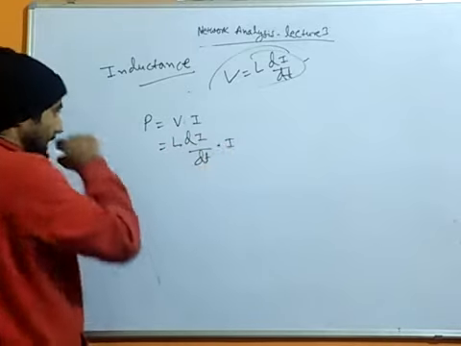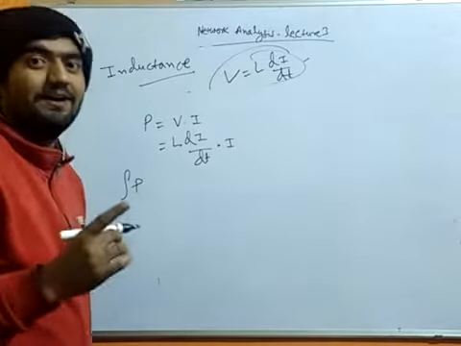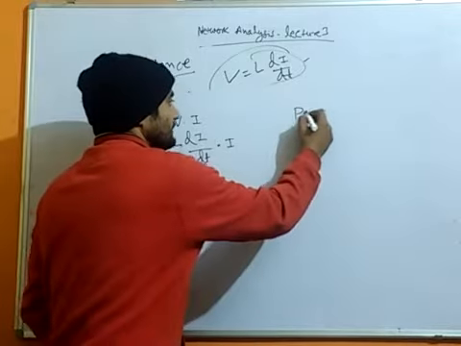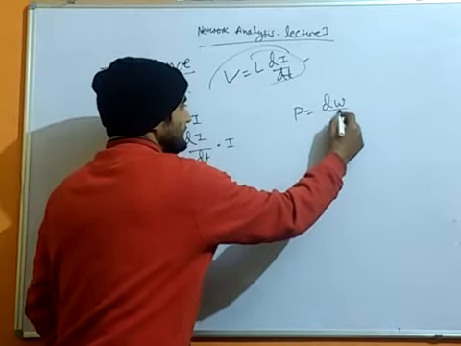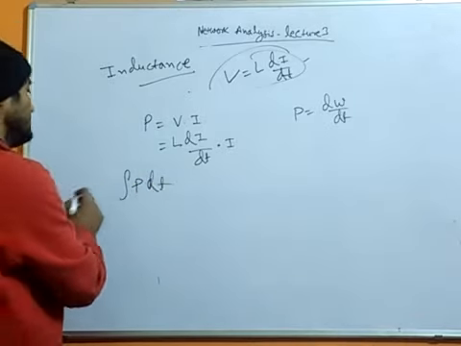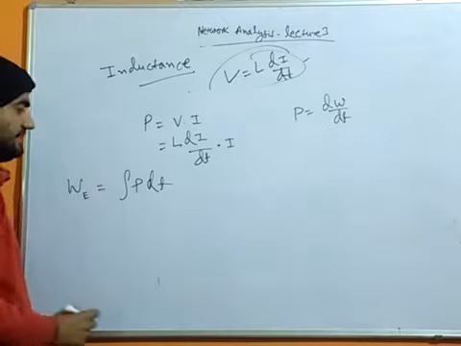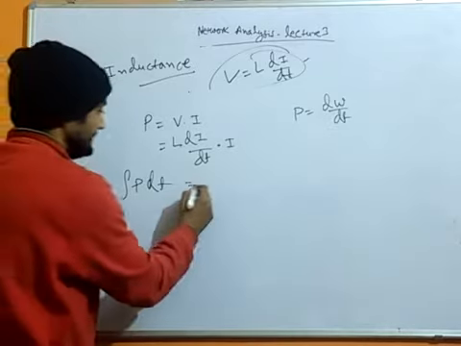Okay. And when we integrate the power, power is what? Power is the rate of doing work. P equals dw upon dt. So if we integrate the power, we can get the energy stored in an inductor. Energy stored in an inductor. So integration of P dt.